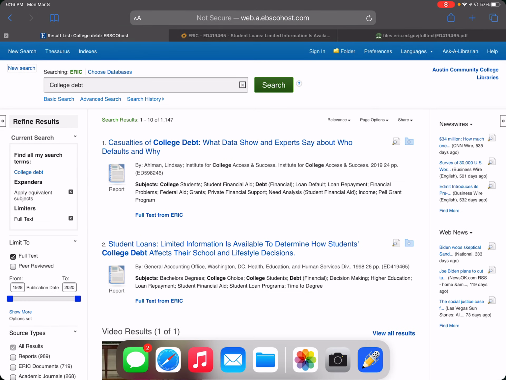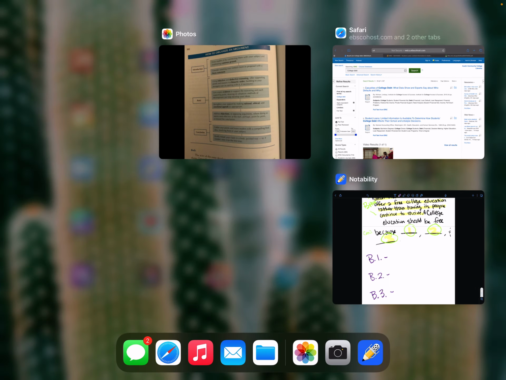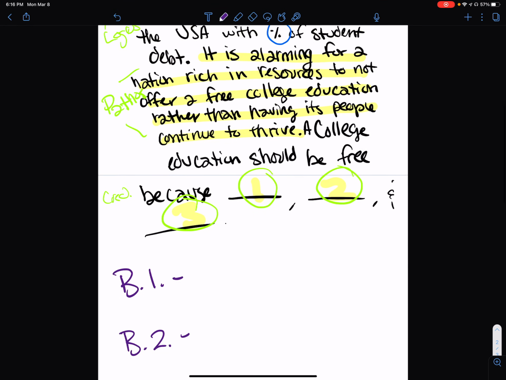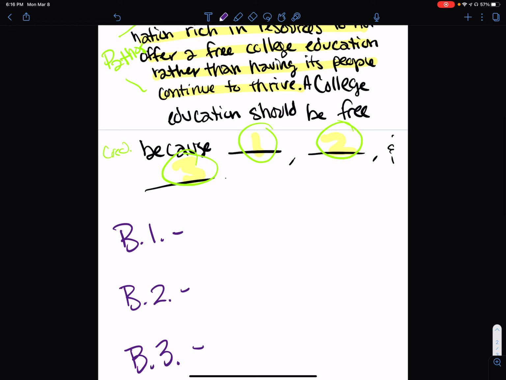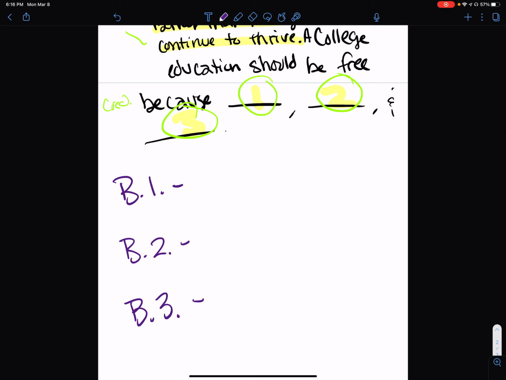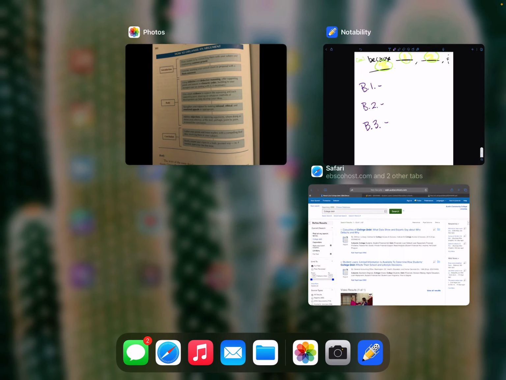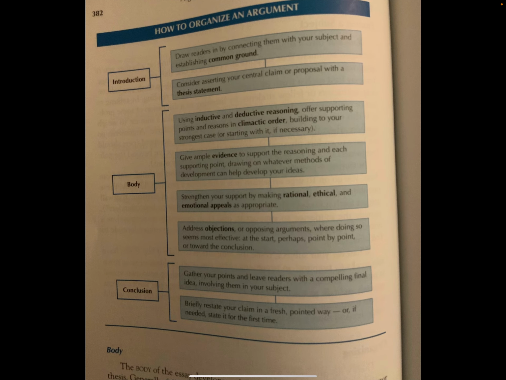Okay, so if we go back to the draft, now I have to do 3 reasons, right? These will obviously have to align with the appeals that we studied these past weeks. So I'm trying to pull up the page. There we go.